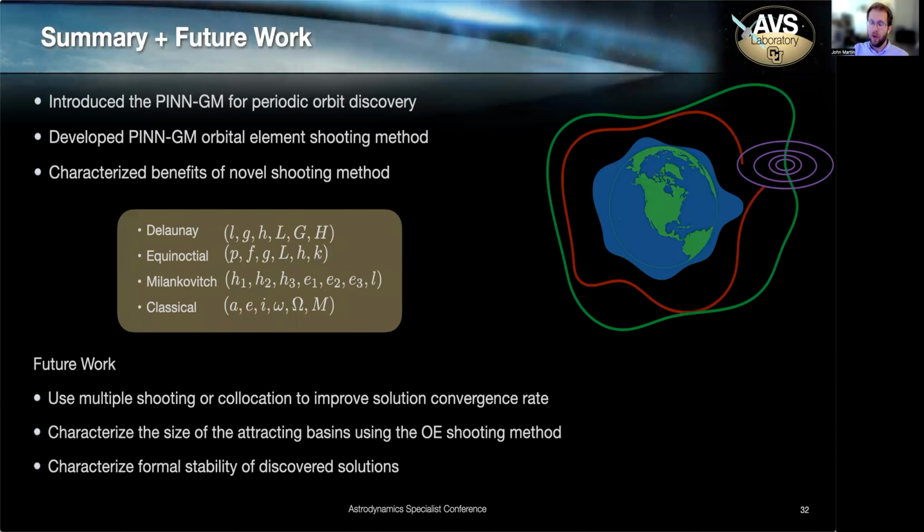In summary, we have introduced the PINN gravity model for use in the periodic orbit discovery problem. We've developed a new orbital element shooting method, which uses the differentiability of this PINN gravity model, and we've begun to characterize some of the advantages of this new approach. For future work, we're looking to expand these capabilities to perform the shooting method in a variety of different orbital element spaces. We're also looking to expand the types of shooting methods we use. There's multiple shooting or collocation, other more sophisticated examples, which will help with convergence. And then we want to do a more formal study on the stability of these solutions and characterizing the size of the attracting basins for these different algorithms.